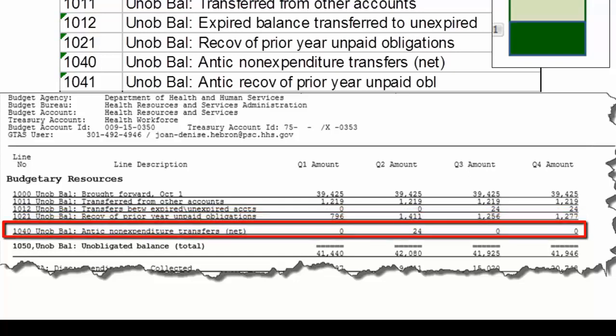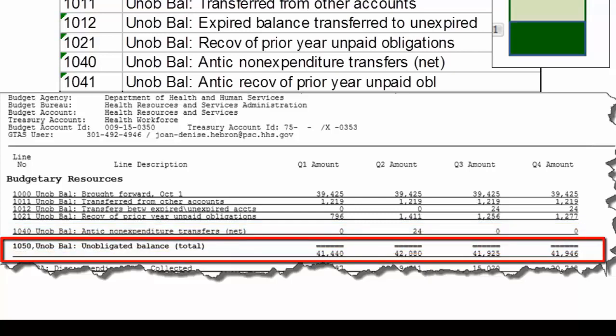Note also the use of line 1040 to anticipate the $24,000. Once the actual transfer occurred in the third quarter, the anticipated amount became zero. The SF133 does not allow anticipated amounts at year end. Based on this review of the SF133, we can see that almost $42 million can be apportioned and obligated.